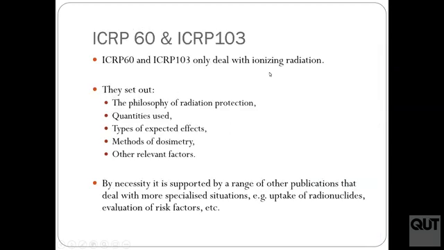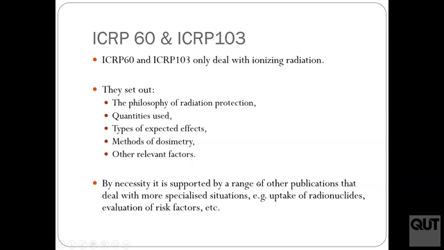ICRP 60 and ICRP 103 only deal with ionising radiation, not other types. For example, they don't deal with lasers and that sort of stuff, so only ionising radiation. They set out the philosophy of radiation protection, quantities used, so like units. We'll cover these later on. Types of expected effects, methods of measuring radiation, so dosimetry, and all sorts of other relevant factors.